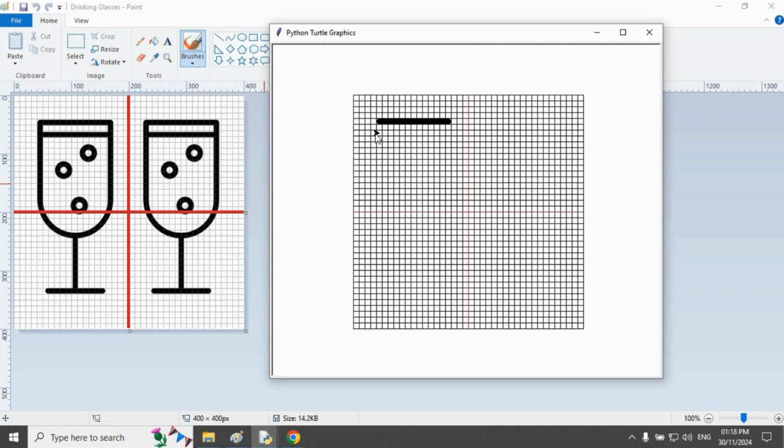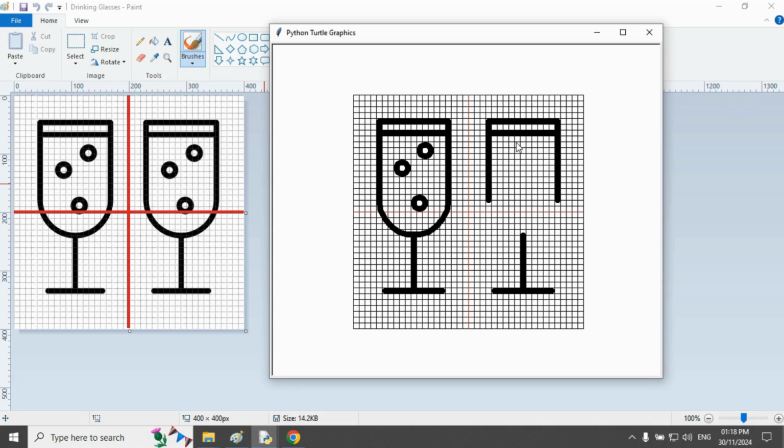After that, we draw the horizontal lines that make up the drinking glasses, then we draw the vertical lines that make up the drinking glasses, then we draw the semicircle, then we draw the bubbles, and we do that for the second one. Same thing, and then we draw the bubbles for the second drinking glass.